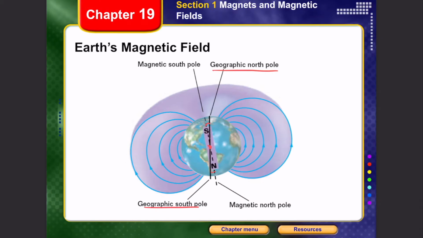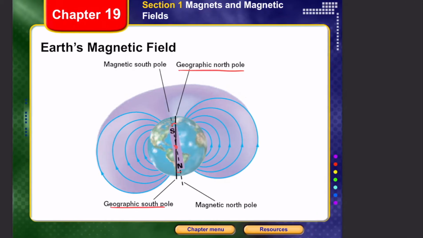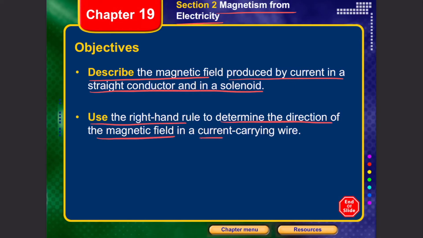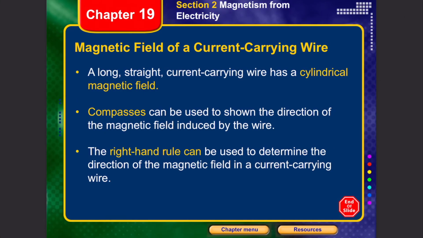So this is the Earth's magnetic field. Next, let's discuss section 2. How do you get magnetism from electricity? After you complete this section, you should be able to describe the magnetic field produced by a current in a straight conductor and in a solenoid. You should also be able to use the right-hand rule to determine the direction of the magnetic field in a current-carrying wire.